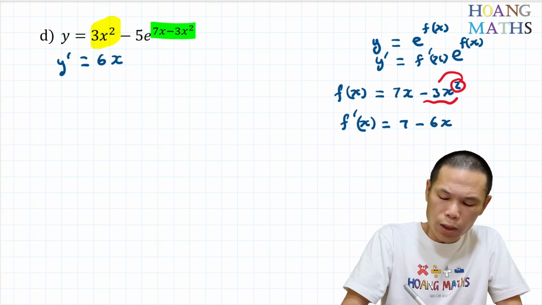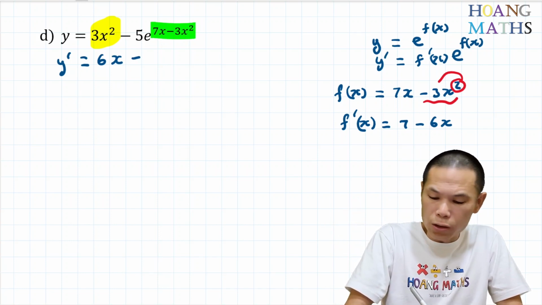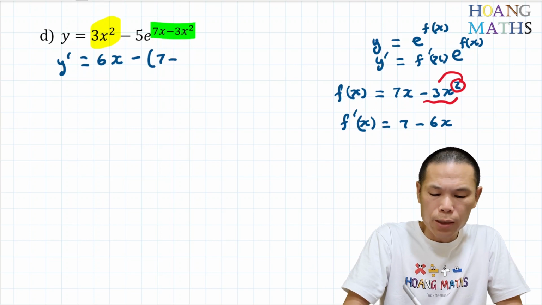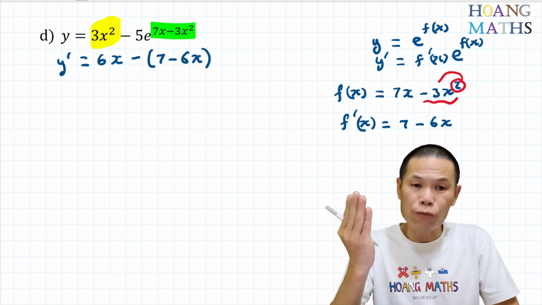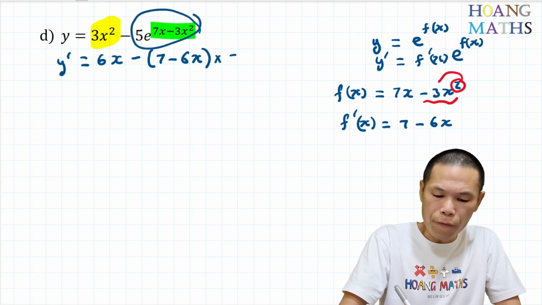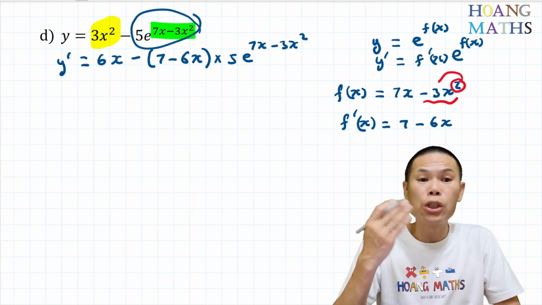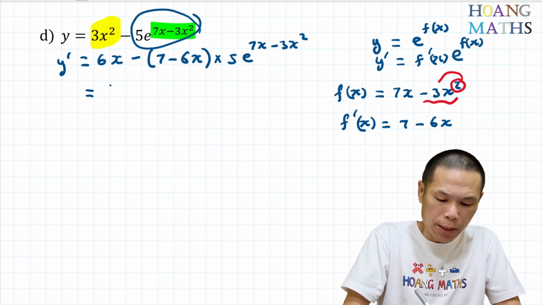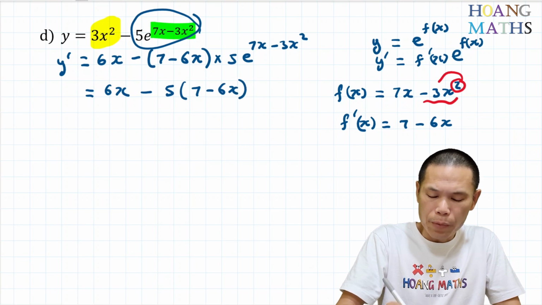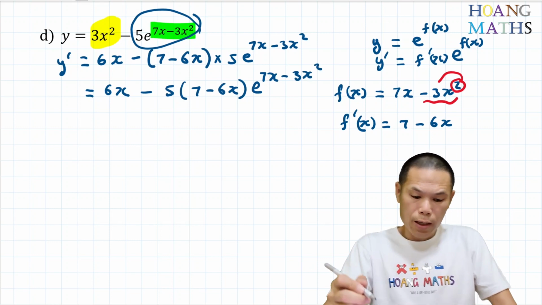So we just substitute in. So that is f dash x. That is more than one term, so don't forget we have to open and close brackets, okay? Because more than one term. So 7 minus 6x, that is f dash x. Then we times by the function. So the function is this one here, okay? Don't forget. So we times by 5e to the 7x minus 3x squared. So now we just tidy up a bit, okay? So that becomes 6x minus, I put the 5 in the front, so that becomes 7 minus 6x, and then e to the 7x minus 3x squared. So there you go.